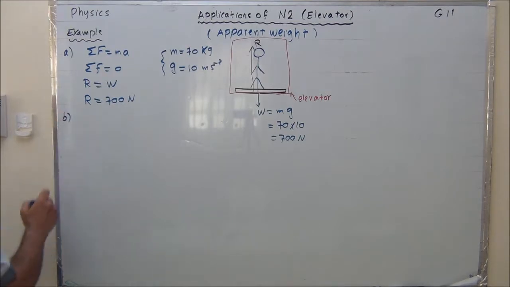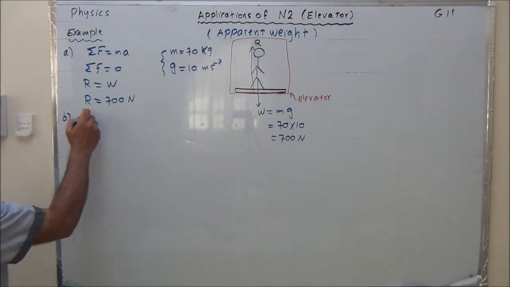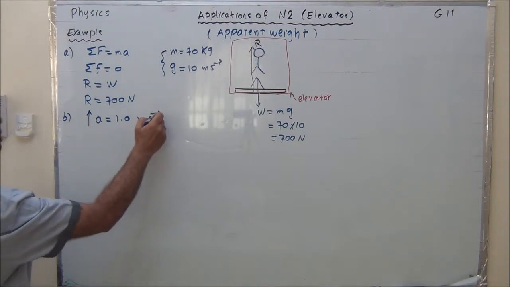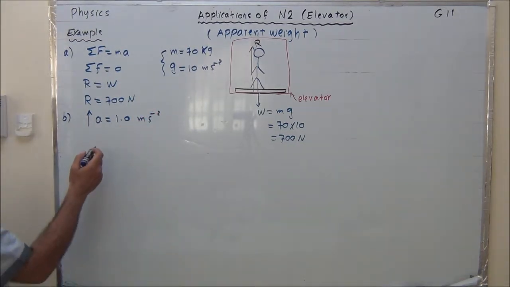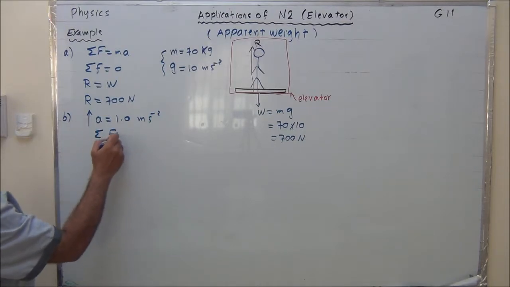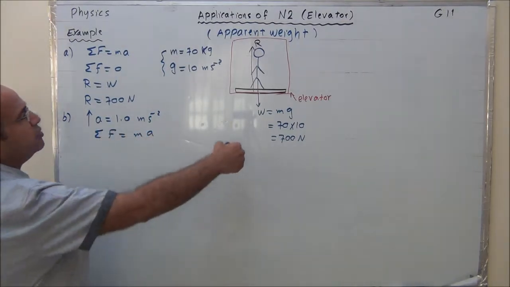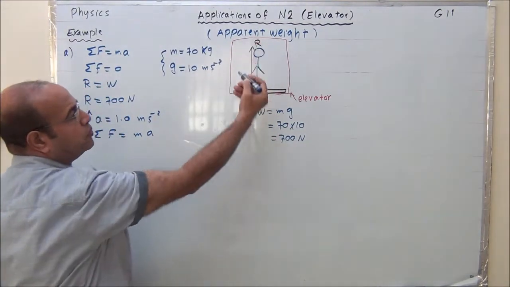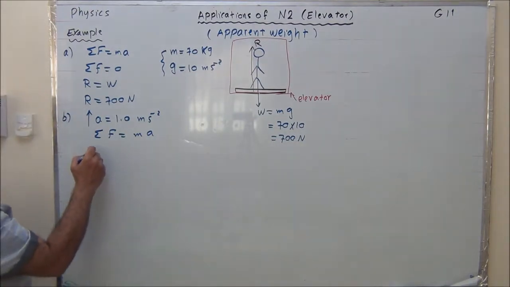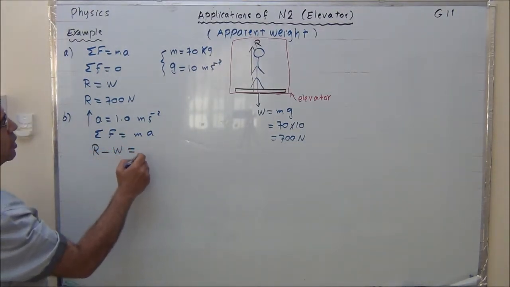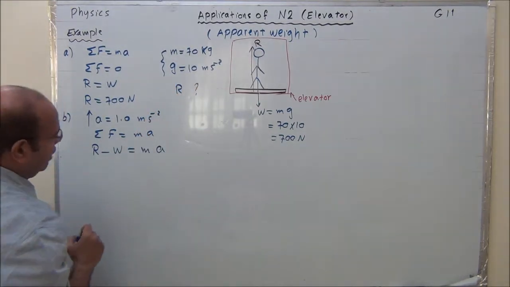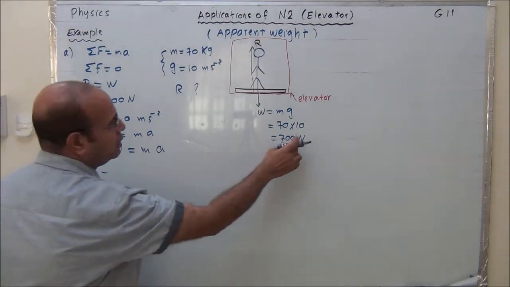Part B, the lift is accelerating upwards at a equals 1.0 meter per second squared. We apply Newton's second law, sum of F equals ma. It moves upward, so R is greater than W. The normal contact force is greater than the weight. So we write the equation as R minus W equals ma. In each case, we need R. So R minus the weight, which is 700.